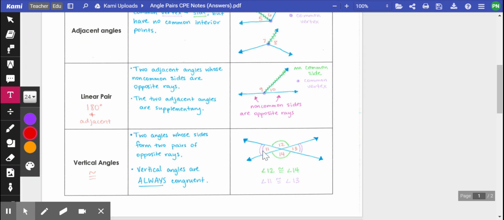So for instance, angle 11 could be 30 degrees. That would mean angle 13 is also 30 degrees. So they are congruent when they are vertical to each other. And you get that whenever you have any two lines crossing over like that.